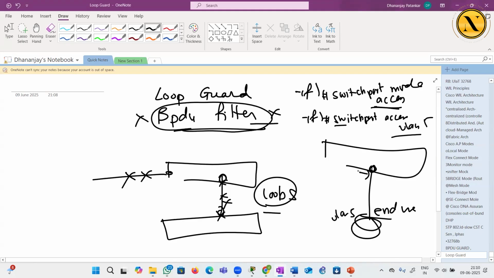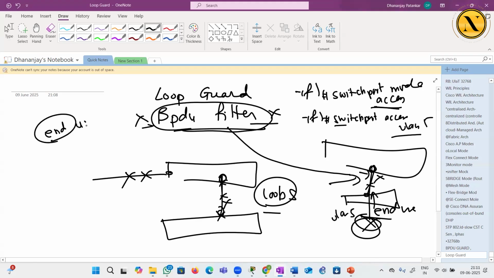But if you give BPDU filter between the switches, a loop will happen. You can give it here, spanning tree BPDU filter, right? So it will not send, and if at all it receives, it will drop it. Of course, an end user will never send a BPDU, but a switch port can. So never use this, except on the ports where end users are connected.